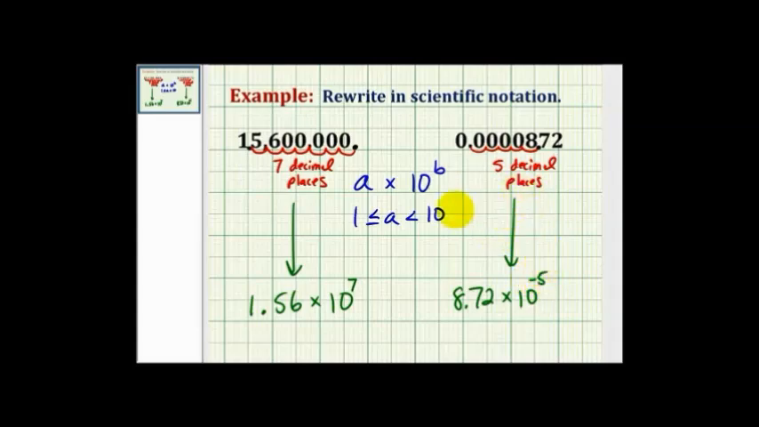Again, to me, moving right and left gets confusing as to whether the exponent should be positive or negative. If you can just remember that the original number was very small, then multiplying 8.72 by a negative power of 10 is going to make a very small number like we started with.